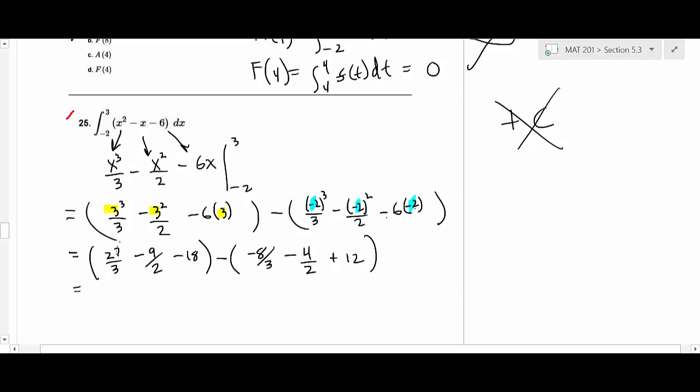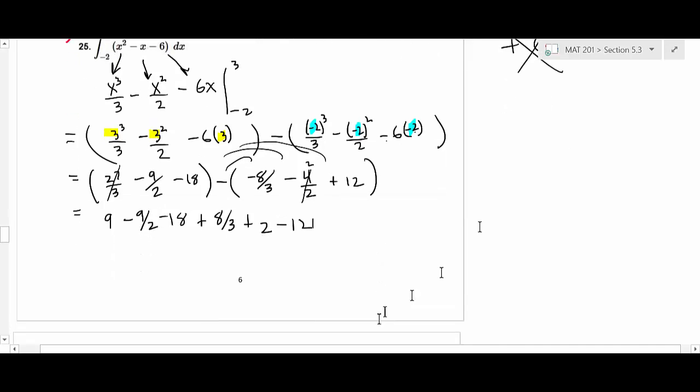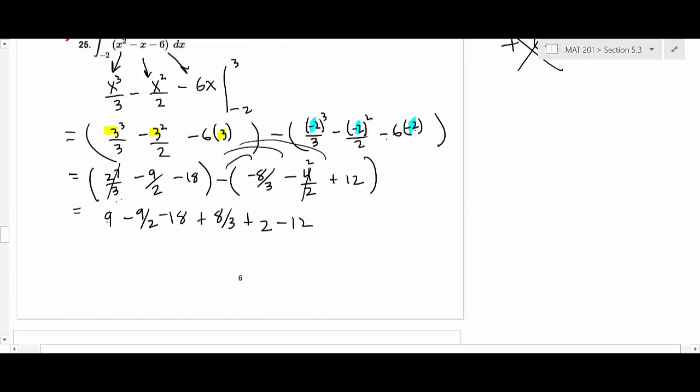So this looks like 9 minus 9 halves minus 18. I don't really need the parentheses anymore. I'm going to go ahead and just change the signs. Okay, you can do this in a different order too. So it's like plus 8/3 plus, let's see, that's a 2, and then minus 12. Okay, so I'm just simplifying fractions, basic arithmetic stuff. Now these things right here are all like terms, so we can put all that together. So that looks like negative 9 plus 2 is what? Negative 7 minus 12, that should be negative 19, okay?